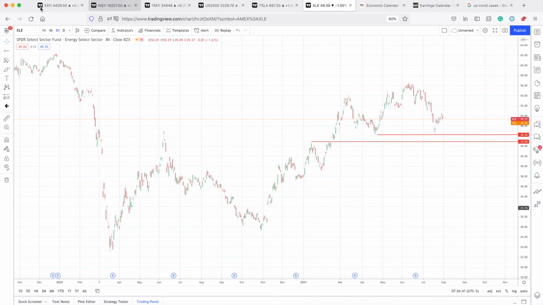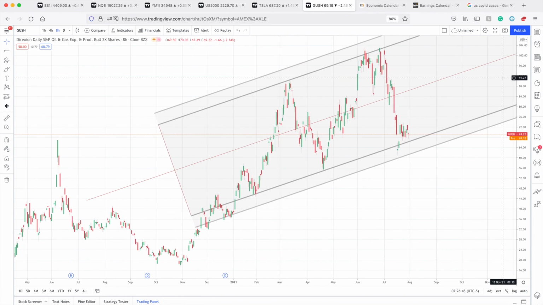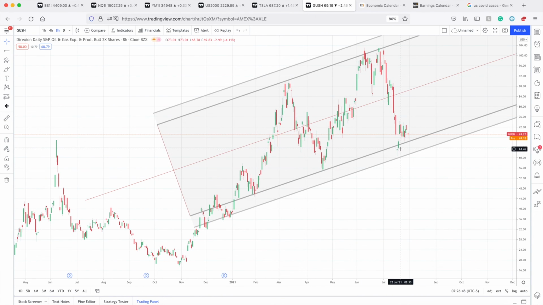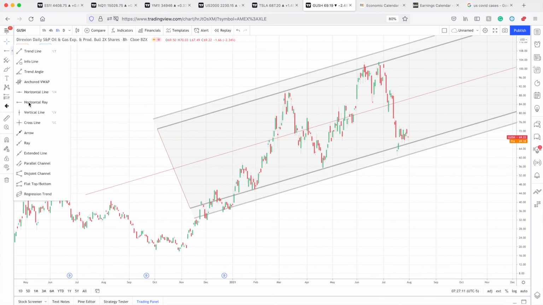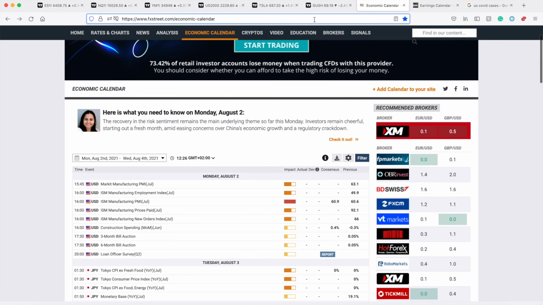I actually have a long entry on GUSH. You can see here, I entered the trade at 36.5, which is around here. I saw that price came back down, testing the support here, so I entered the trade at 36.5. Let's see what happened, guys. It looks like we're holding right now, but we might break below. I have my stop loss at 56, so let's see if we break 56, or we're going to have another swing potentially to the upside.